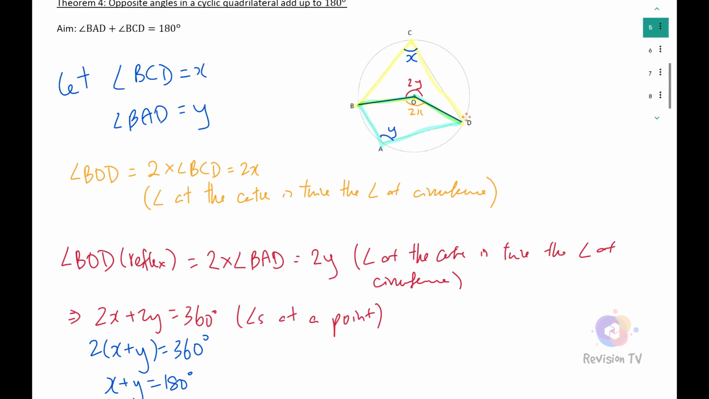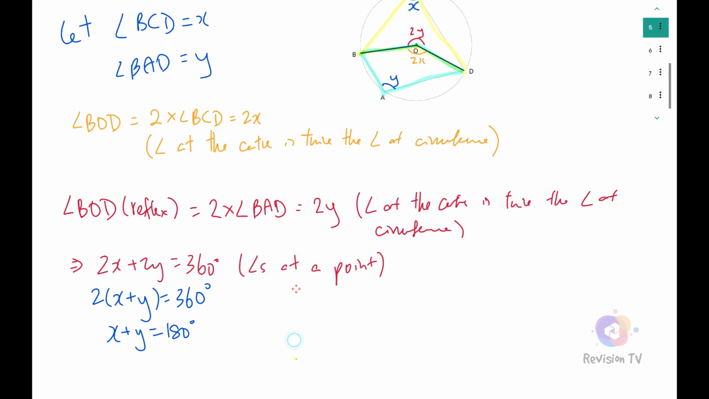So the angle BAD and angle BCD do add up to 180 degrees. So we can write, therefore, angle BAD plus angle BCD equals 180 degrees. And that's the end of the proof.